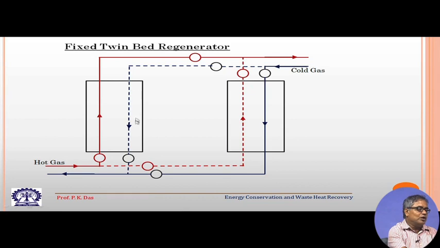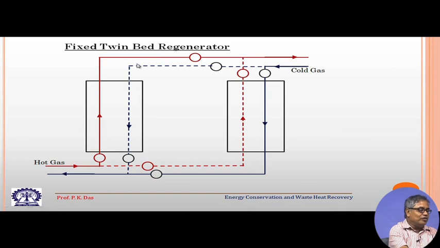So, the cold stream will pick up certain thermal energy, and now I have recovered a certain amount of thermal energy, which could have gone as exhaust with this hot gas, and that can be utilized. But when the cold stream is passing through this first bed, what is the hot gas stream doing? The hot gas stream is bypassing the first bed, but it is passing through the second bed.